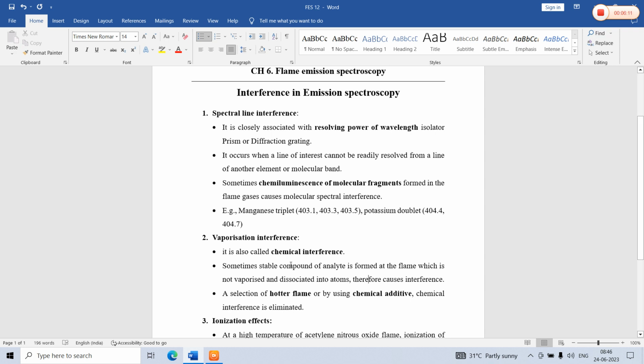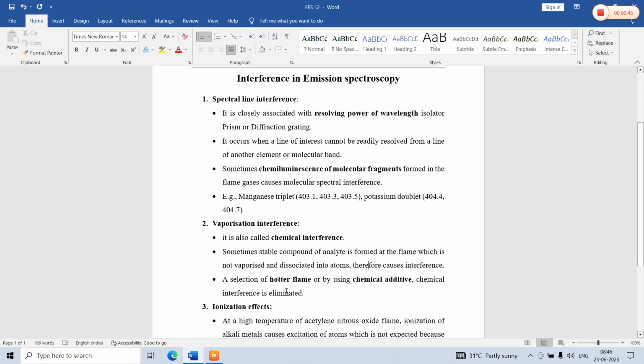Sometimes a stable compound of the analyte is formed in the flame which is not vaporized. So that analyte is not vaporized and dissociated into atoms, therefore it causes chemical interferences. Now it can be minimized in two ways. First is by use of a hotter flame, or second, we use a chemical additive. So here a stable compound is not formed, thereby we don't get chemical interferences in the flame.